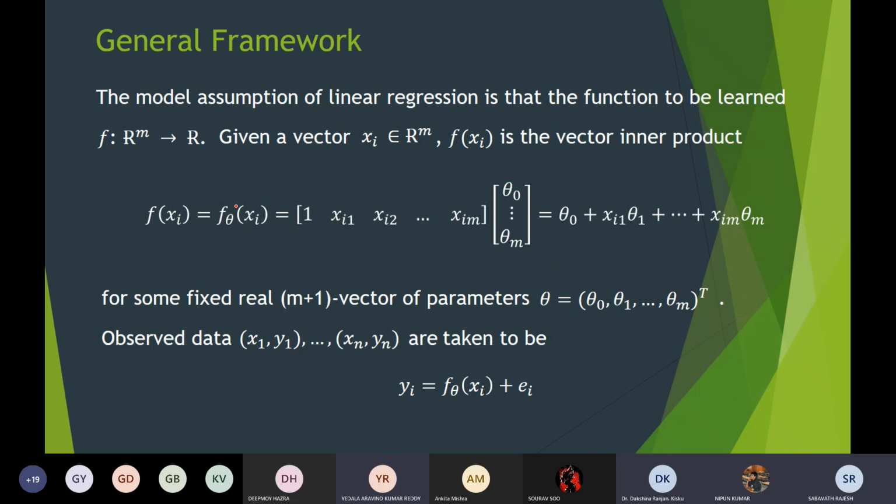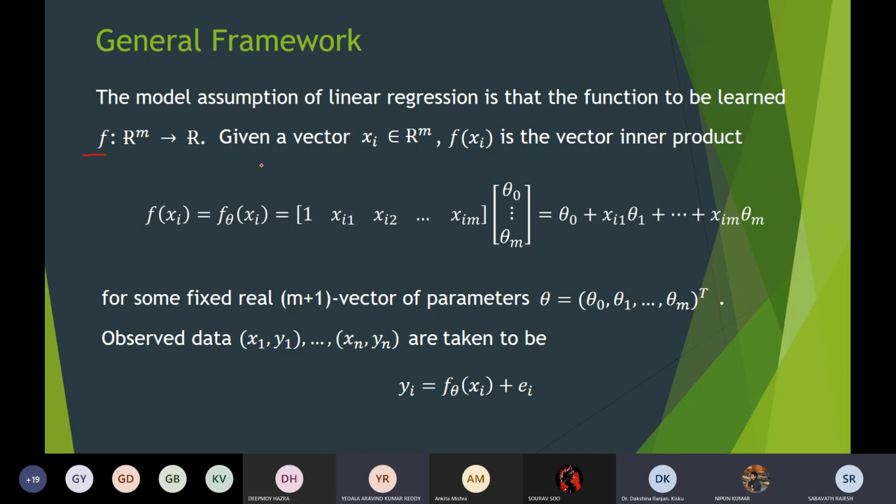Now, if we consider the general framework for any regression model, then we need to learn a function. So what type of function do we need to learn? Because this function needs to be learned for the model assumption, not only of linear regression but also of other regression models. Now, if we consider this function f, it is defined over m-dimensional data. Here R^m is m-dimensional data.